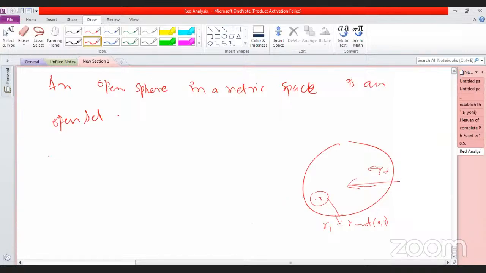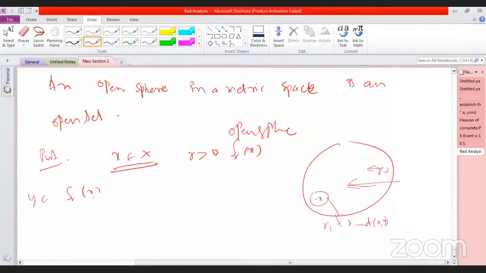I am asking all of you here: if x belongs to X, small x is in X and r is greater than 0. Consider the open sphere S_r(x). Open sphere means S_r(x). We know that y belongs to S_r(x) means d(x, y) is less than r, as I said in earlier problems. Correct, Naveen?